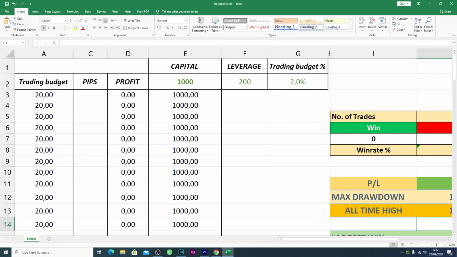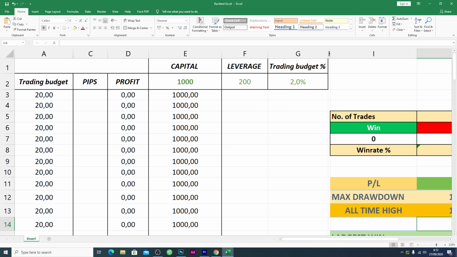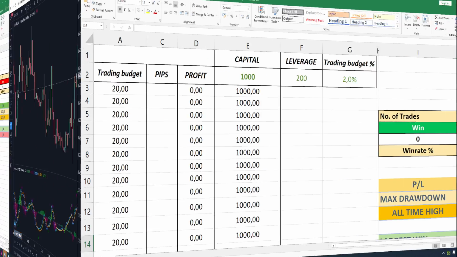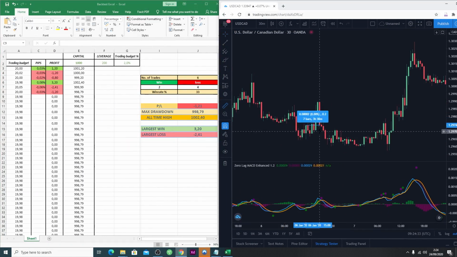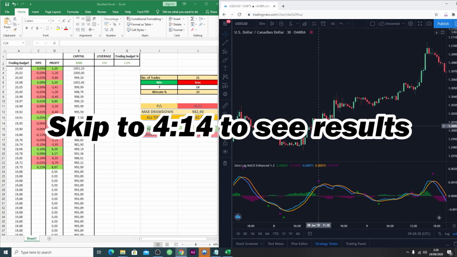I'll start with a capital of $1,000 using 200 times leverage per trade. However, each trade, I'm only risking 2% of my capital. And I'm testing the USD CAD 30-minute chart. So without further ado, let's get on with the backtest. Here's a time lapse of me backtesting the strategy. You can skip to the timestamp shown on the screen to see the results.